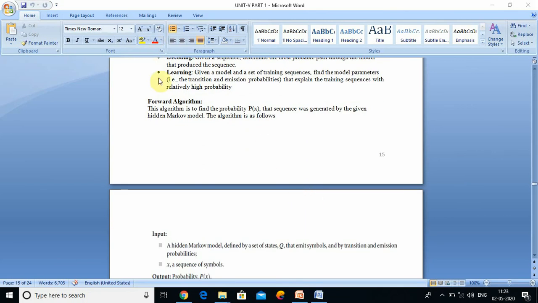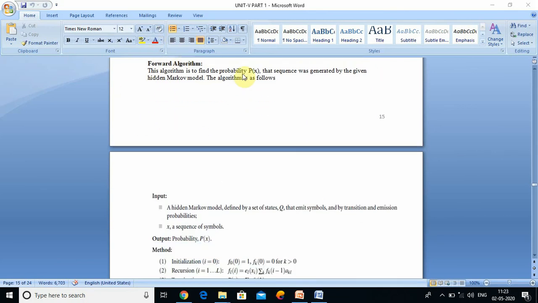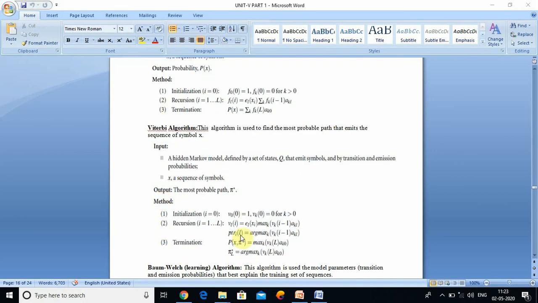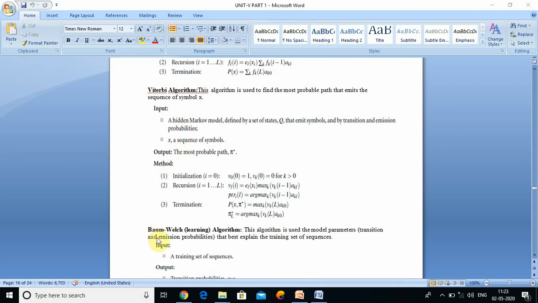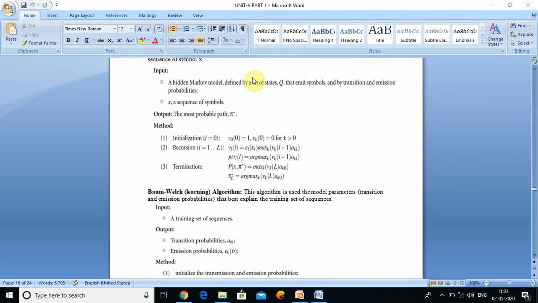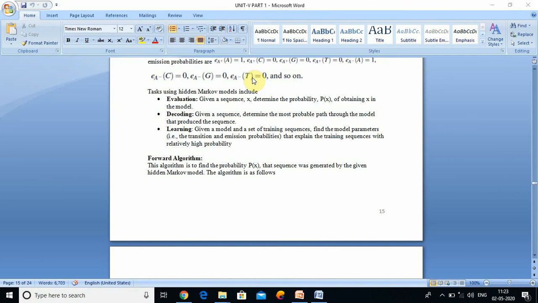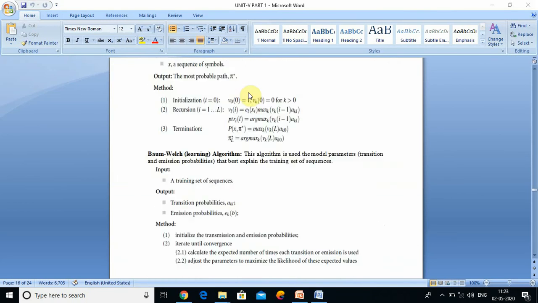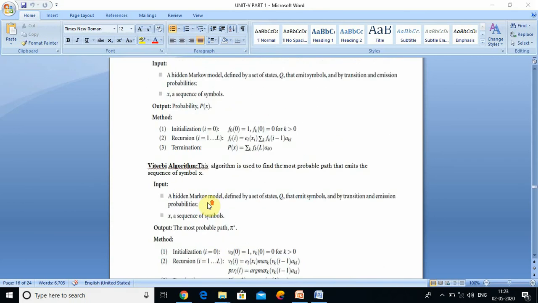Here we have different types of algorithms. One is the forward algorithm. All of you read this algorithm. Next, the Viterbi algorithm. Next, the Baum-Welch algorithm, which is the last one. With the help of all these three algorithms, we are observing the biological patterns. This is today's session. All of you must observe the last three algorithms.